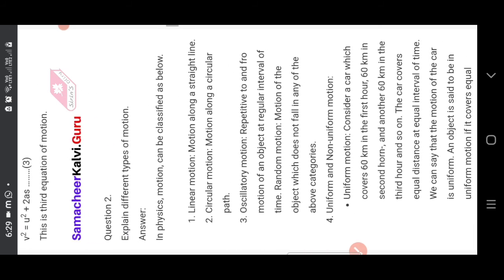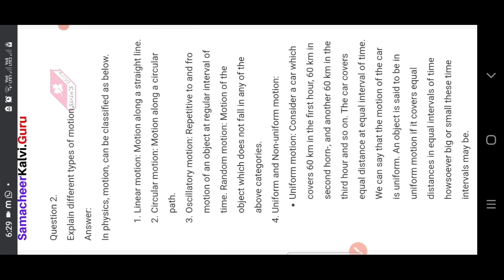Next question number 2. Explain different types of motion. In physics, motion can be classified as below. Linear motion, motion along a straight line. Circular motion, motion along a circular path. Oscillatory motion, repetitive to and fro motion of an object at regular intervals of time. Random motion, motion of the object which does not fall in any of the above categories.